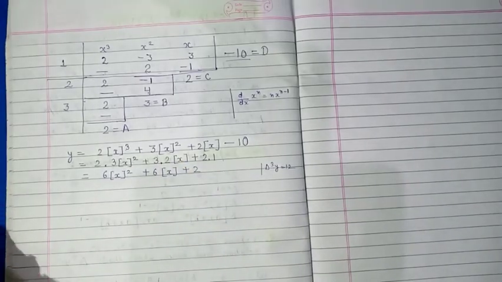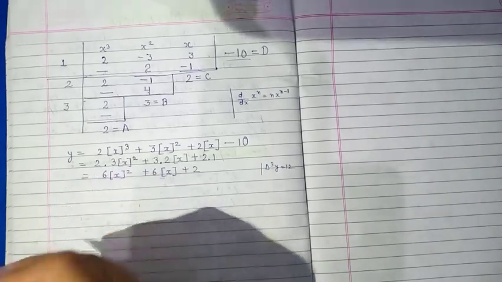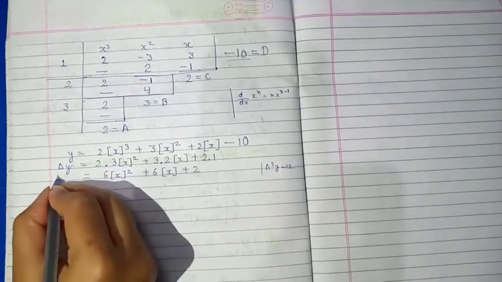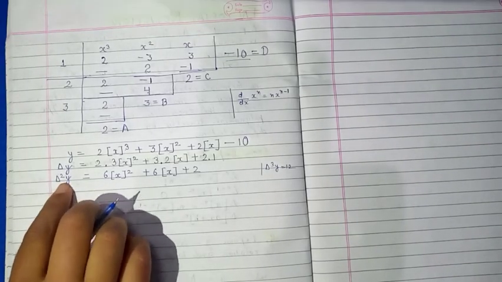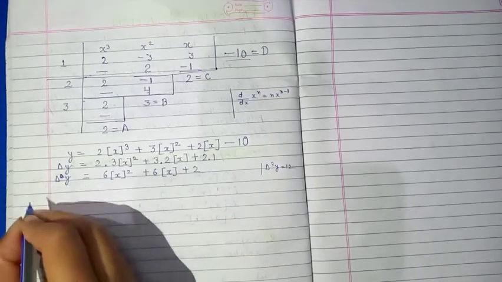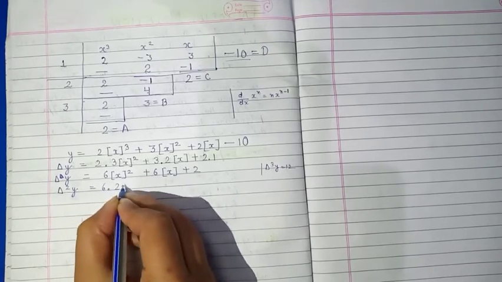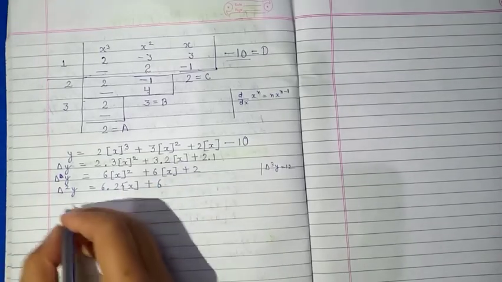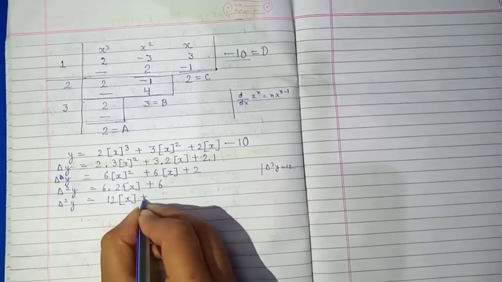This one you will get, and afterwards if we do differentiation again, if one time you are differentiating, then we will write it as del y. If again you are differentiating this, then it is del square, 6 into 2 factorial x plus 6. Now one time I have differentiated and my answer is 12 factorial x plus 6.